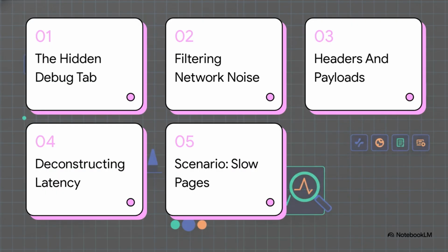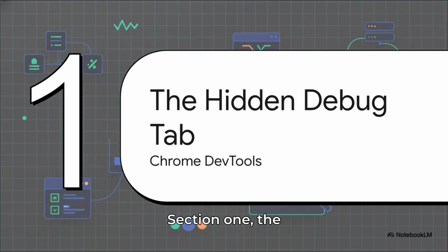So here's our game plan. We'll uncover the hidden debugging tab, learn how to filter out the network noise, read headers and payloads, deconstruct network latency, and then we'll tackle a real-world scenario involving slow pages. Section 1. The Hidden Debugging tab.